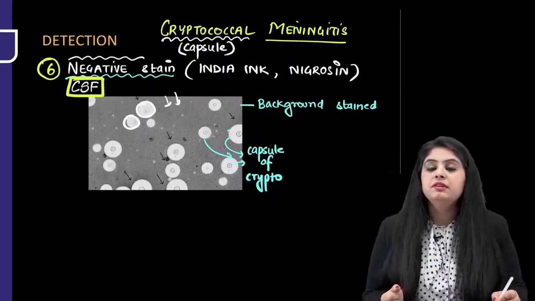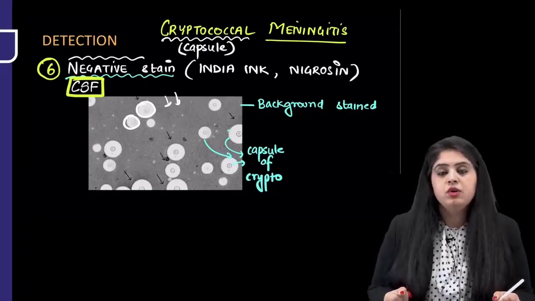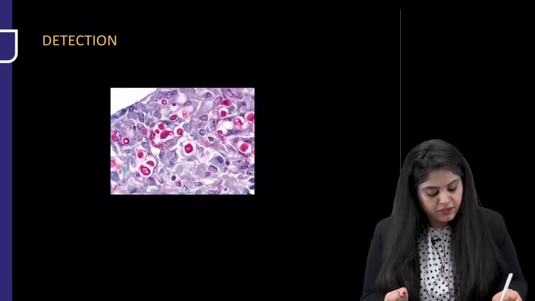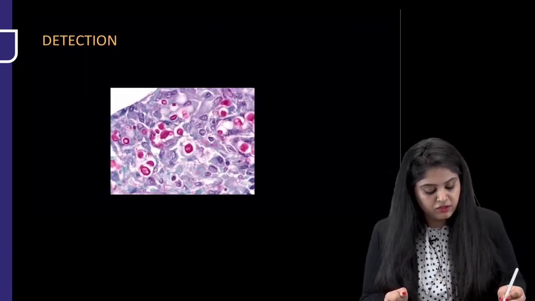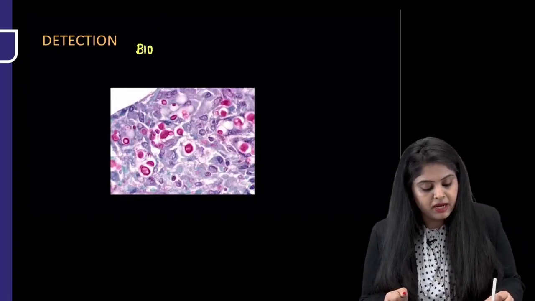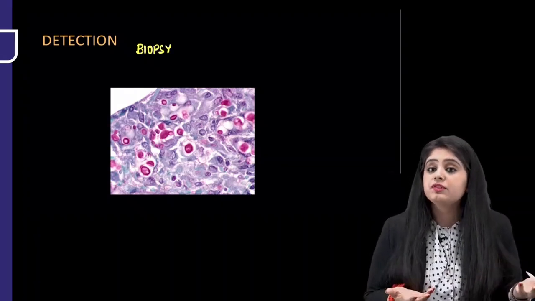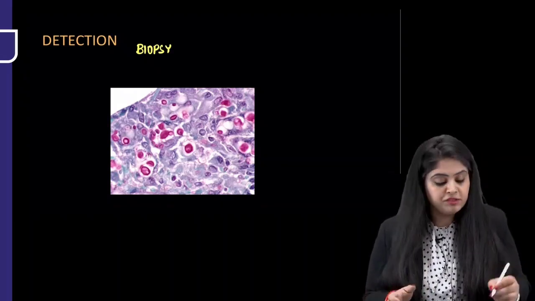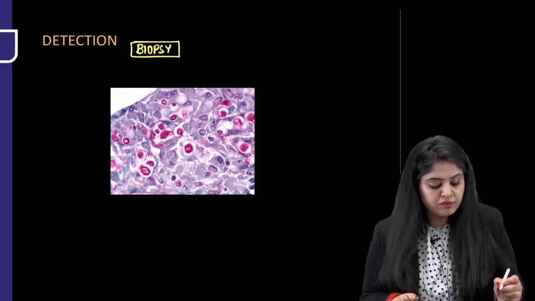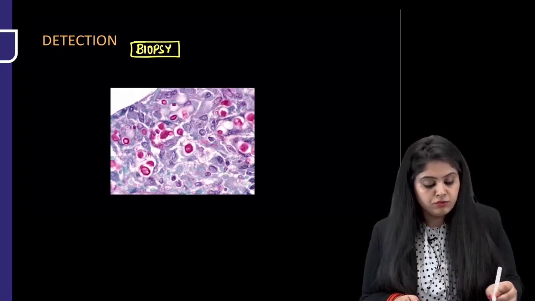What if the person had a biopsy done? Not a CSF sample, but a biopsy. Please remember, you may receive a biopsy in cryptococcal meningitis, like a brain biopsy, or maybe cryptococcus has affected the lungs, so a lung biopsy. If you ever get a biopsy, then what stain will you use for cryptococcus?